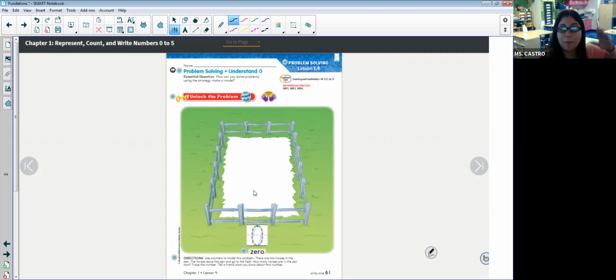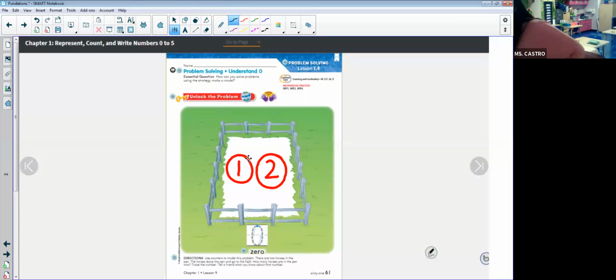So let's go back to the problem, and now we're going to break it apart piece by piece. The first part of the problem says, there are 2 horses in the pen. So inside of the pen, we're going to show 2 circles. Those 2 circles are going to be the 2 horses. So let's draw 2 circles. 1, 2. Okay? So those 2 circles represent the 2 horses.